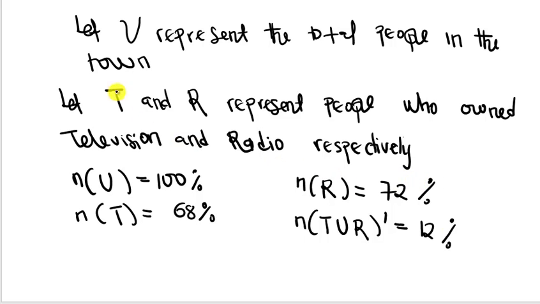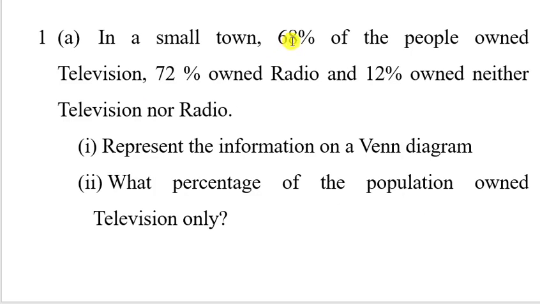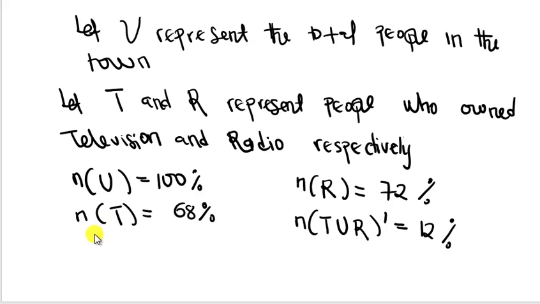And we should not forget from the question, 68% of the people own television, 72% owned radio. If you add the two, it is more than 100%. This tells us that definitely we have some people who owned television and at the same time radio. So we have to use a variable to represent those people. Let's use X for n(T intersection R), that is, those who own both television and radio. Now that we have the basic information, let's represent that on the Venn diagram.